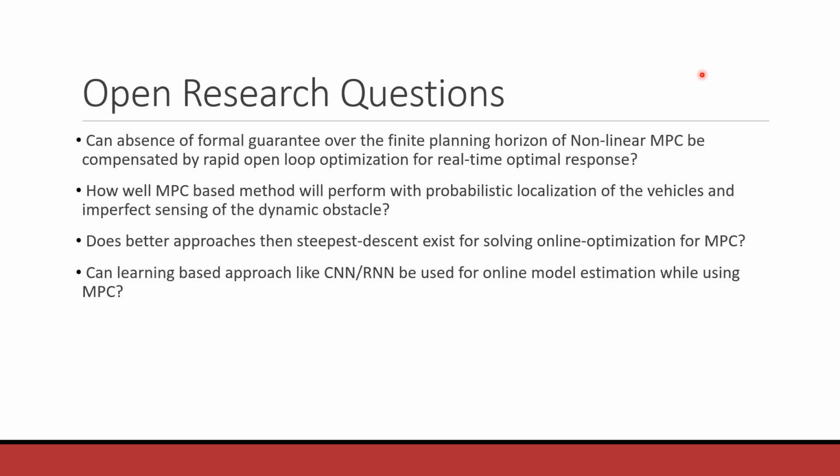Some of the open research questions that we came across after reading this paper were: Can the absence of formal guarantee over the finite planning horizon of nonlinear MPC be compensated by rapid open loop optimization for real-time optimal response? Second, how well will MPC based methods perform with probabilistic localization of vehicles and imperfect sensing of the dynamic obstacles? Do better approaches than steepest descent exist for solving online optimization for MPC? Can learning based approaches like CNN and RNN be used for online model estimation while using MPC?